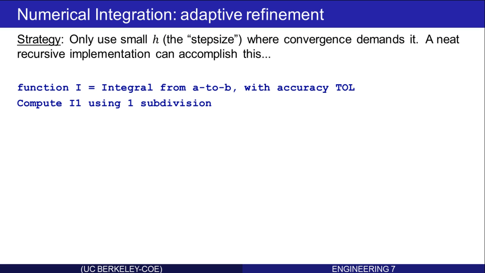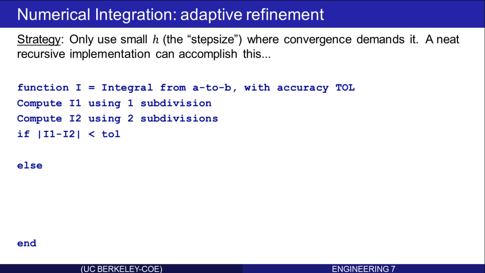So first compute the answer using one subdivision. We'll call that answer I1. And then compute the answer using two subdivisions. Call that answer I2. If they are within tolerance of one another, then stop and return the I2 answer, as it's likely more accurate.